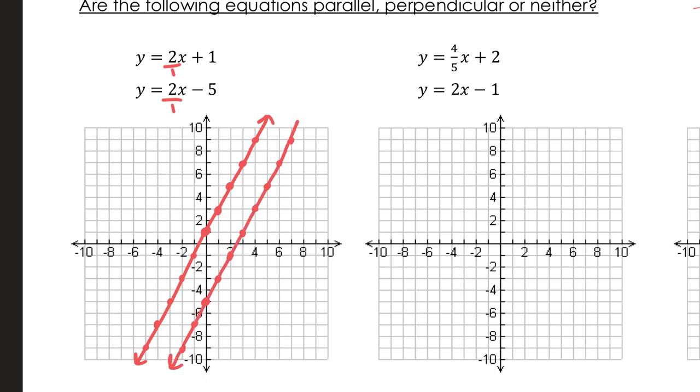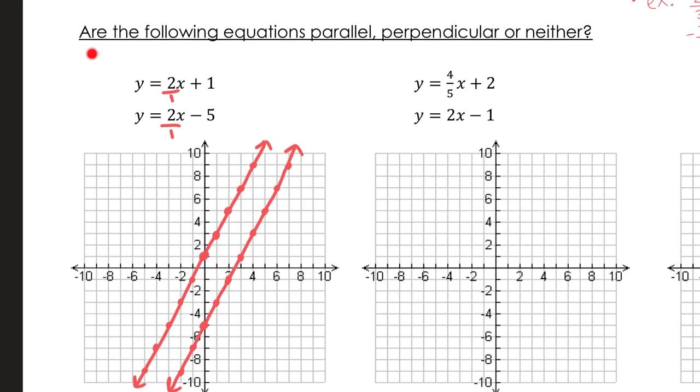So looking at these two lines, they're never crossing, which means the answer to our question, are the following equations parallel, perpendicular, or neither? Since these lines never crossed, that means they are parallel. And we can also see that because our slopes were exactly the same. They both had a slope of positive 2. All right, let's look at the next example.